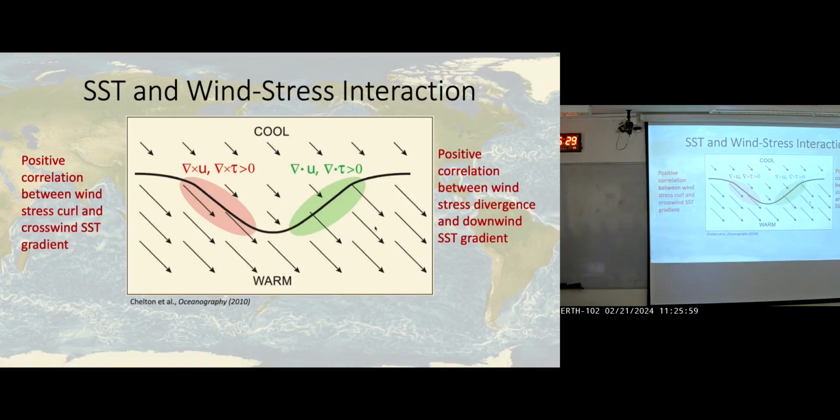So going back to this figure, as I said, because we have this positive correlation above when the wind is blowing across the front, the consequence is that we get divergence and convergence depending on the direction of the wind, and also a curl, positive or negative, also depending on the direction. So in the end, we get this positive correlation between the wind stress curl and the crosswind SST gradient, and between the wind stress divergence and the downwind SST gradient.